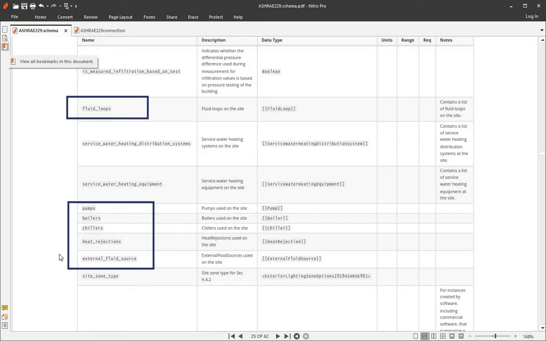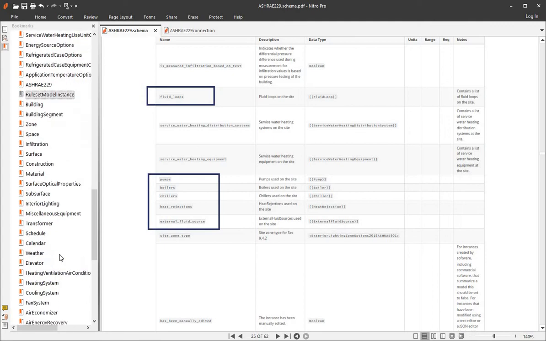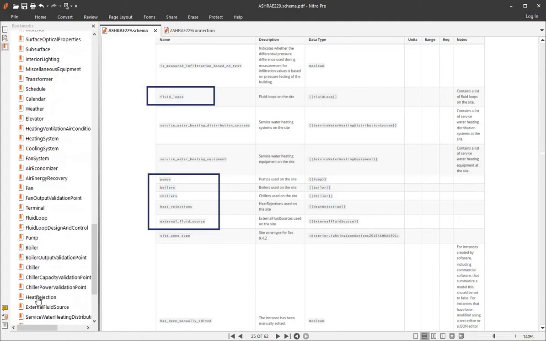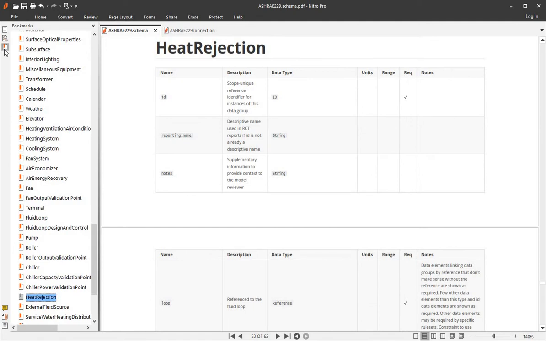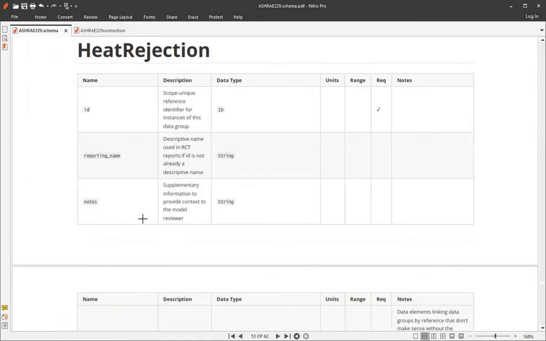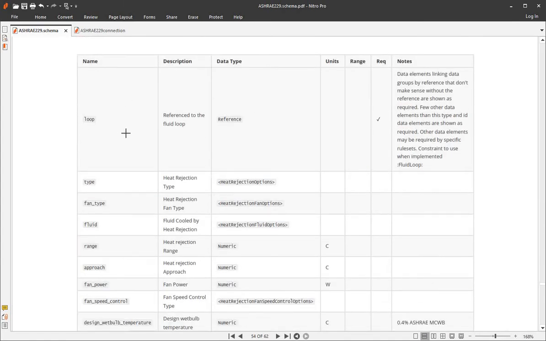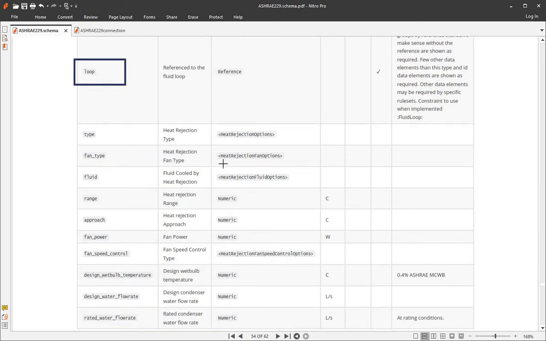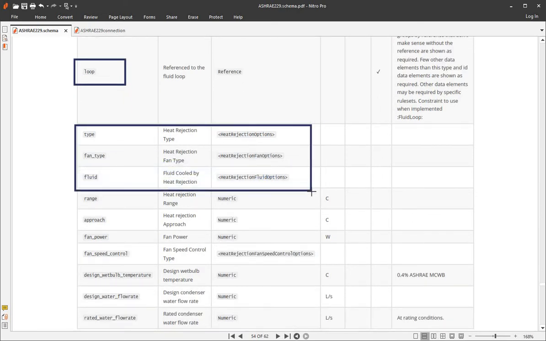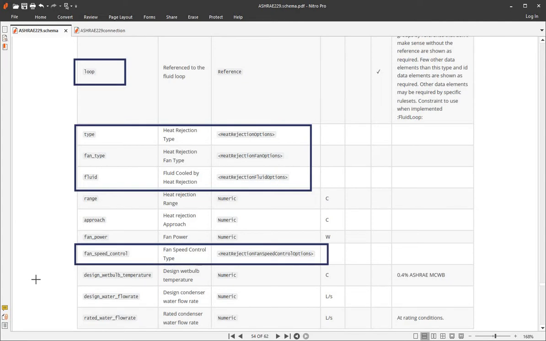So the first one we're going to talk about today is the heat rejection data group. And that's located down here. Again, it also has the ID, reporting name, and notes. But then it also references the loop. So this is a linkage to the loop. It's just by reference. So basically the reference ID for the loop will appear there. Following that, there are 3 enumerations: type, fan type, and fluid. We'll get to those in a few minutes. And then there's also an enumeration called fan speed control.